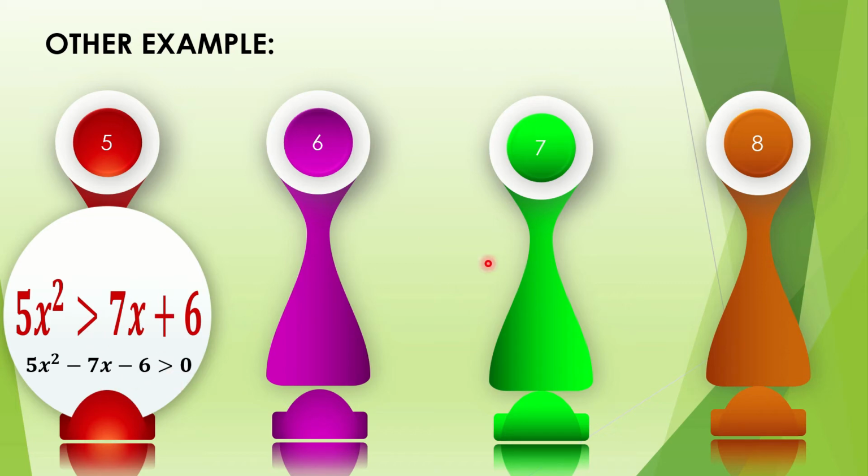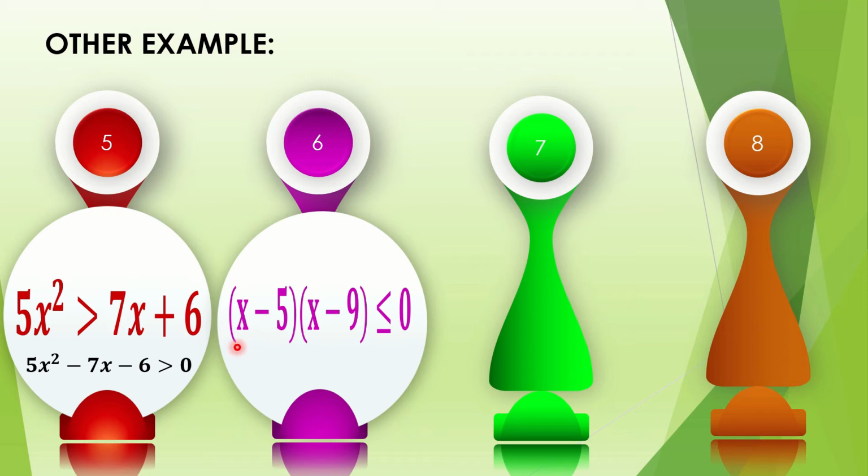Example number 6, we have the quantity of x minus 5 times the quantity of x minus 9 is less than or equal to 0. We can rewrite this into standard form by using the FOIL method. If we use the FOIL method, the standard form will be x squared minus 14x plus 45 is less than or equal to 0. Now that we have the standard form, we will notice that this one satisfies the condition of quadratic inequalities.